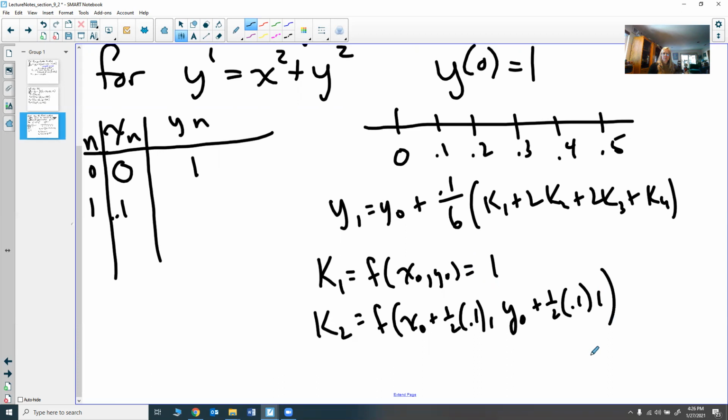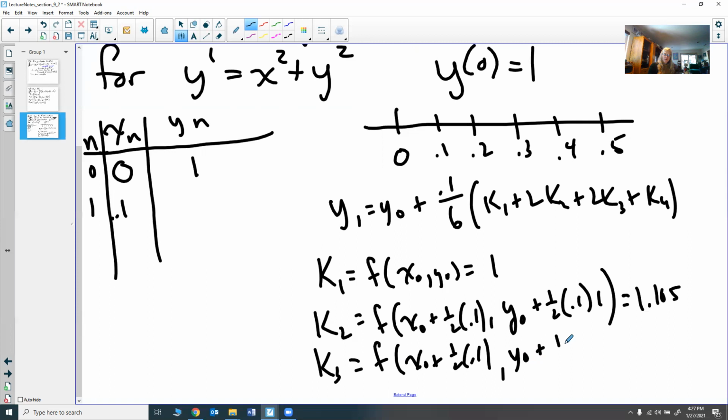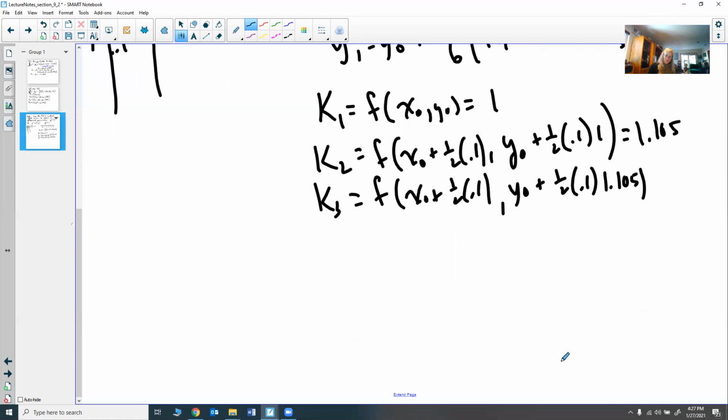So you just have to find out what all of this is. Your y0 was 1 and your x0 was 0. So you can go and find out what that is, and we get that K2 is 1.105. Your K3 is f of x0 plus 1/2 times 0.1, y0 plus 1/2 times your h of 0.1 times your K2, which was 1.105. And that gets us to 1.11605.2563.